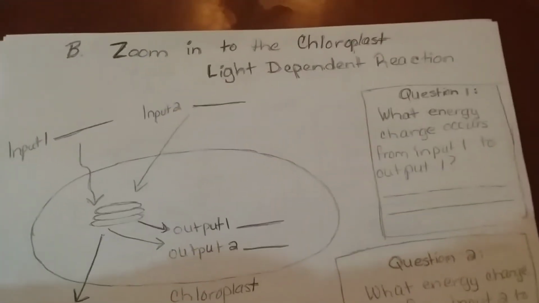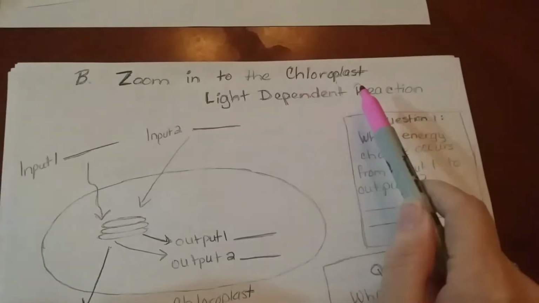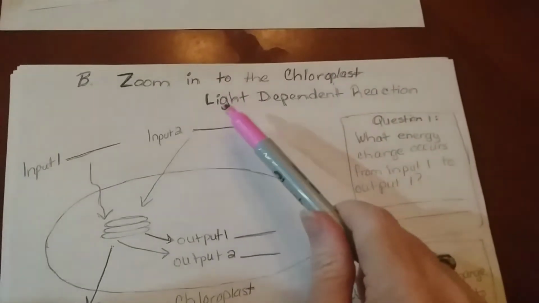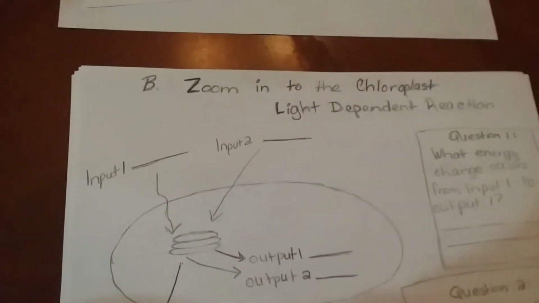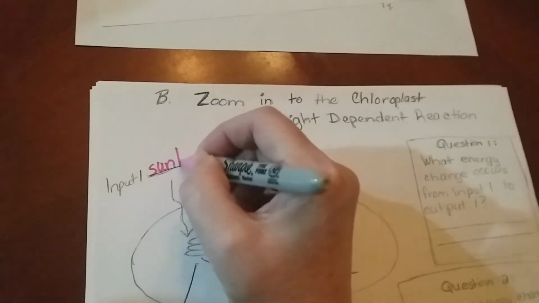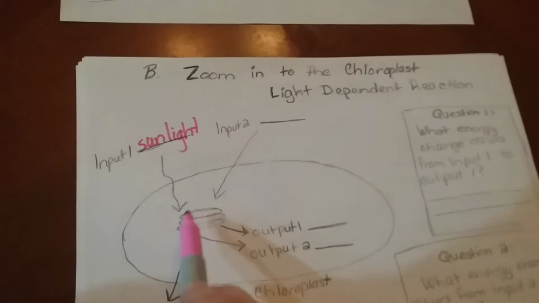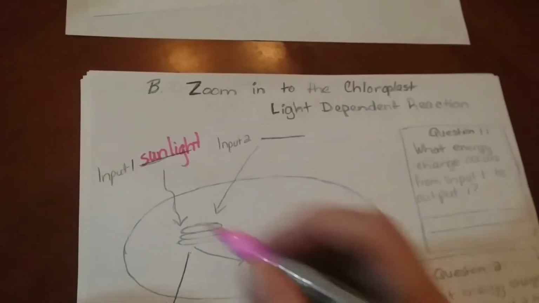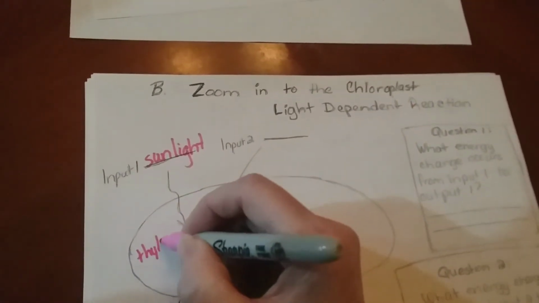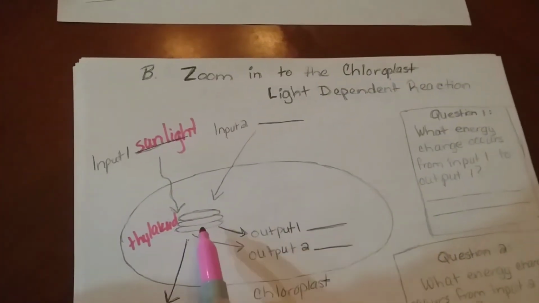Now we're going to zoom into that chloroplast a little more on this side. And we're going to start with the light-dependent reaction. Obviously that's meaning that this reaction is dependent on the light and the sunlight that hit here. So input number 1 is the sunlight going into the chloroplast to this particular location called the thylakoid. So these little disc looking things are the thylakoid.